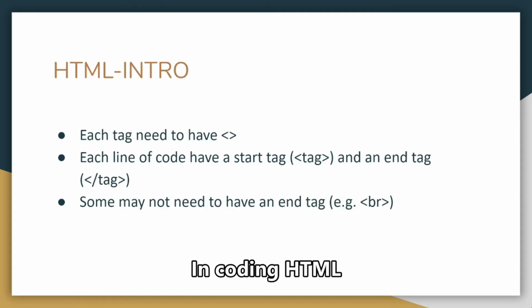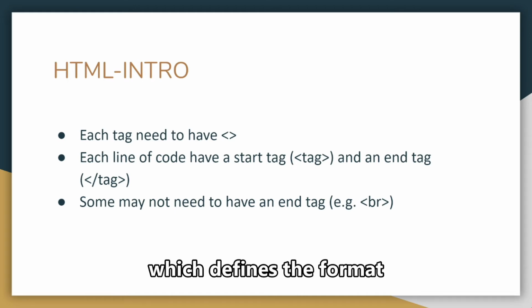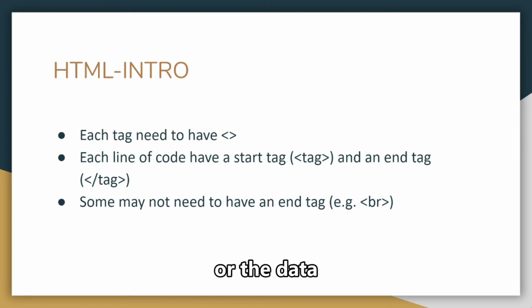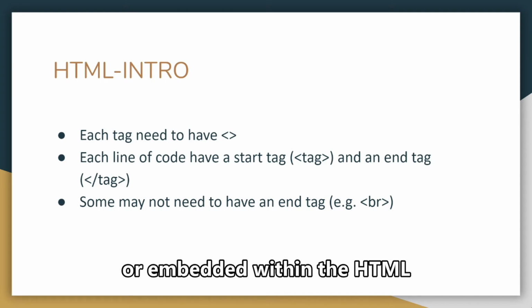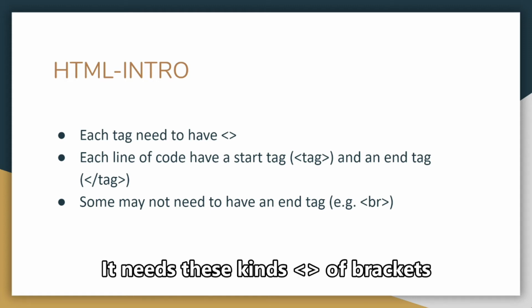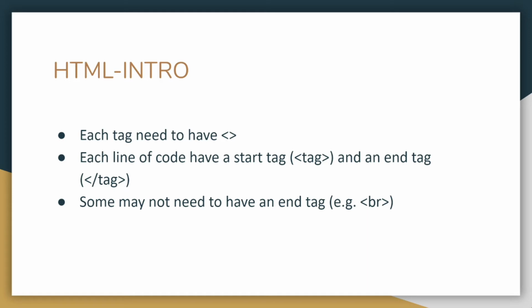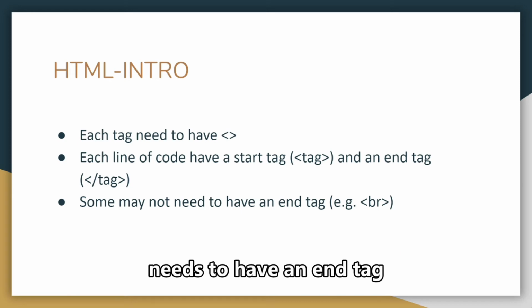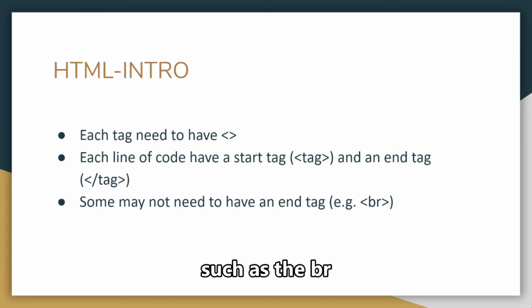In coding HTML, we need these tags. Tags are the keywords which define the format or the data given or embedded within the HTML. It needs these kinds of brackets. So each line of code has a start tag and an end tag. But not all need to have an end tag, such as the BR.